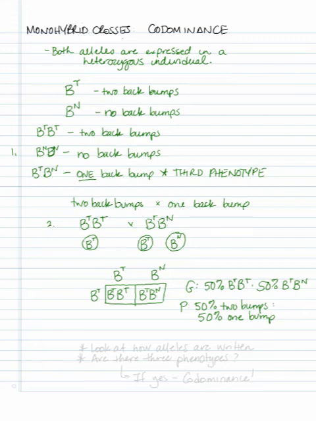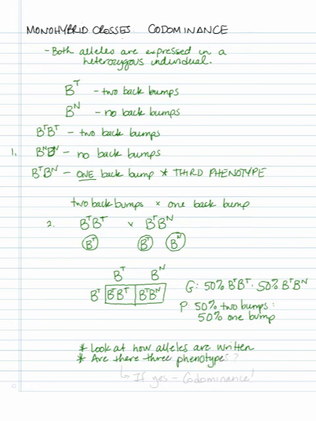So one of the things to remember is, how can you tell when you have a codominant situation? A couple of things to look for. Look at how the alleles are written. If they're written with both being capital, with that superscript letter, that's a key indicator that you're dealing with codominance. If you're not given any alleles, the second thing, the question you can ask yourself, is: are there 3 phenotypes?